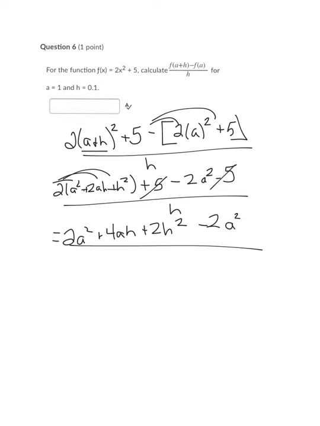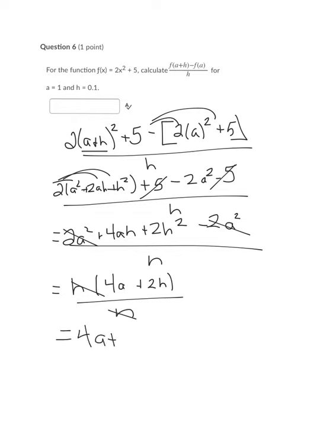Minus 2a squared divided by h. We've got a few more terms that cancel each other out. I'm going to factor out an h and be left with 4a plus 2h. And my final answer is going to be 4a plus 2h. At this point in time, I can plug in my a of 1 and my h of 0.1. And I would get 4.2.